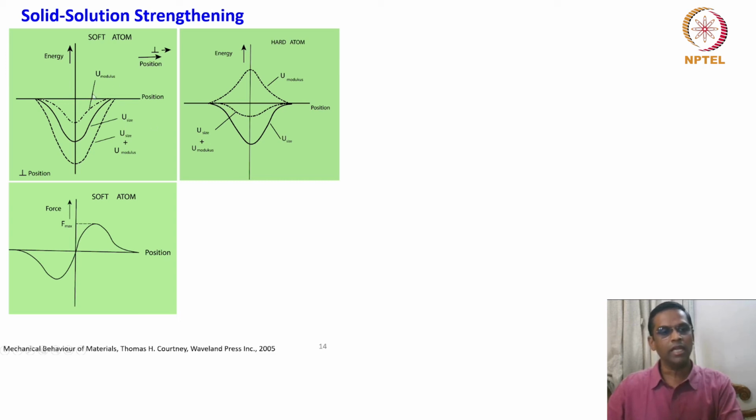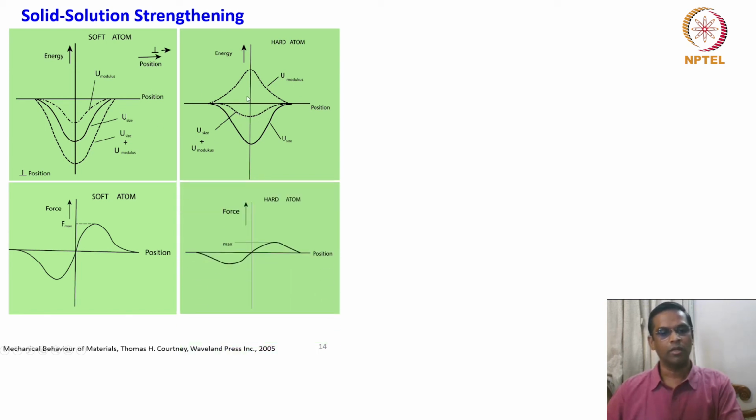But in the previous case, it was a softer atom and a smaller size. The energy is reinforcing, but with the higher modulus and smaller size, the net force is very small as compared to the soft atom, in terms of attraction as well as repulsion. So a soft atom with a smaller size will have strong interaction energy, or a strong force, with a dislocation. That is how you should look at it.